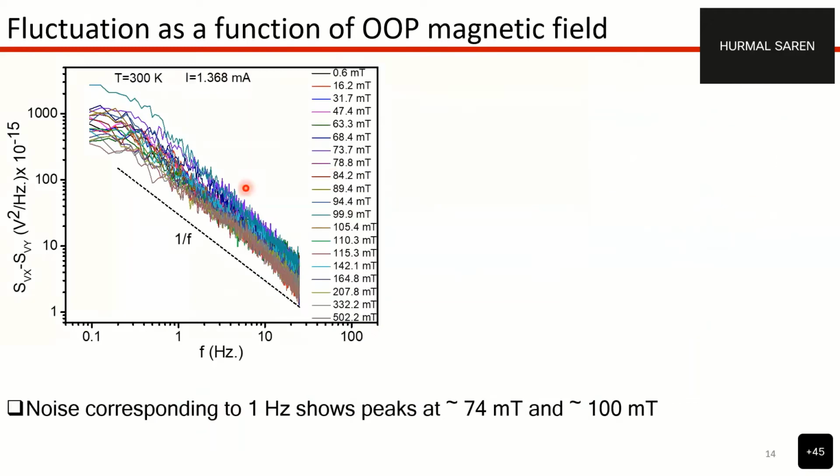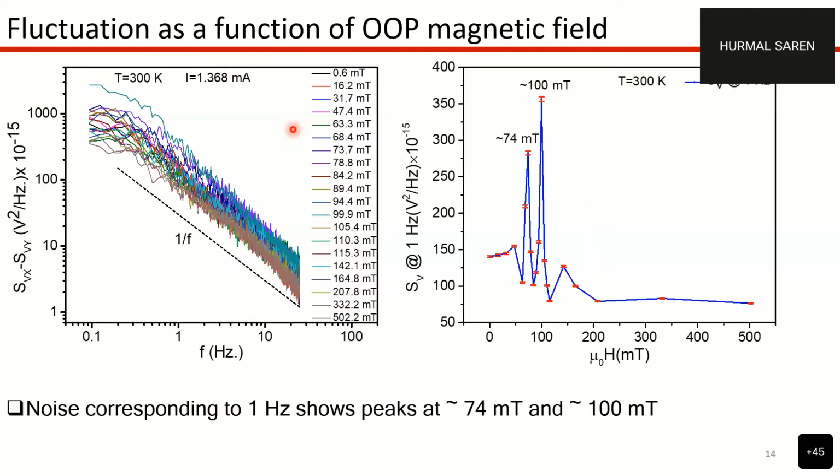On the left side is the voltage power spectral density with frequency at different magnetic fields. I have calculated the voltage power spectral density at 1 Hz and plotted it against the magnetic field. You can see that at around plus 74 millitesla and plus 100 millitesla, we see sharp peaks, and above that we see some, but not that strong. I would like to mention that the field protocol we used in MFM and in the noise measurement is the same.